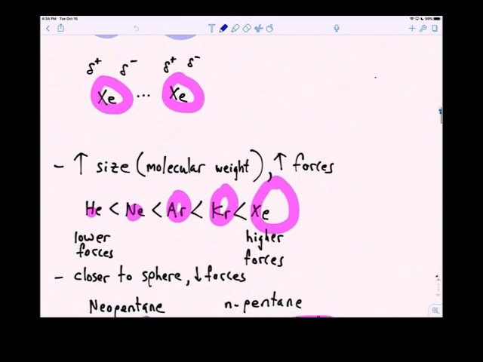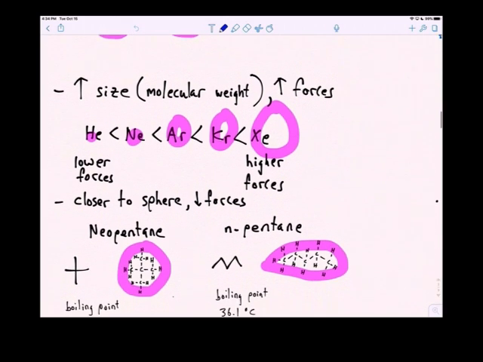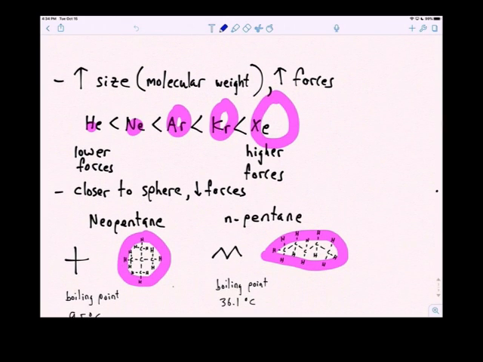And a general trend of this is the bigger the size, or the bigger the molecular weight, the stronger the London dispersion forces. For instance, helium is a small atom. It does not have very many London dispersion forces. As you get to a bigger atom, the electron cloud is bigger and more polarizable. So xenon is going to have stronger forces, which means a higher melting and boiling point for xenon versus helium.